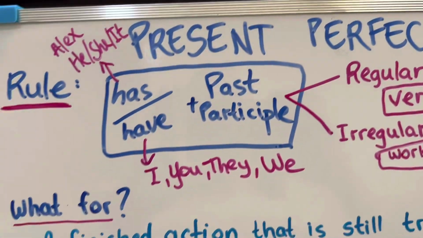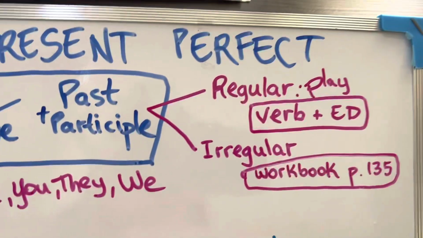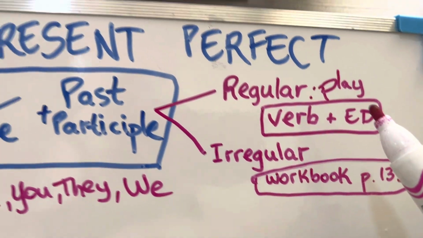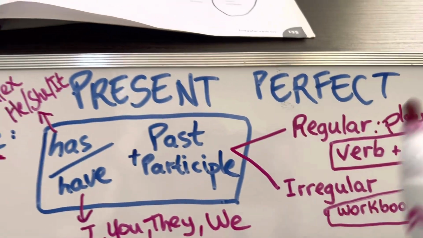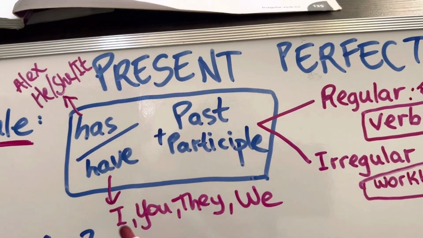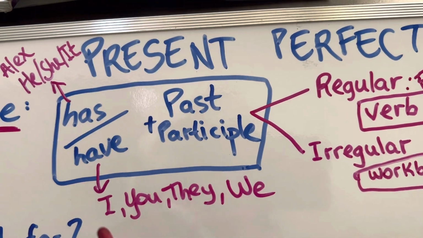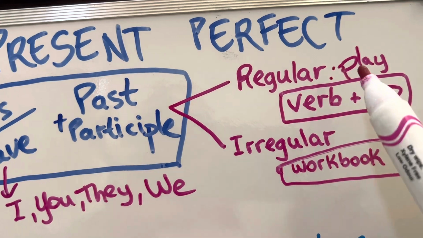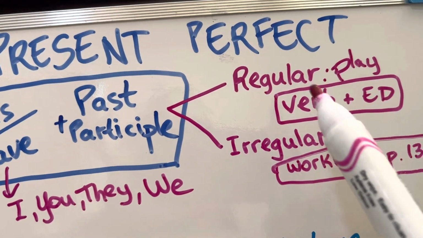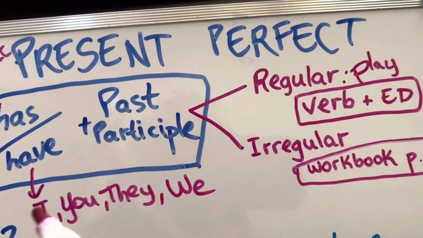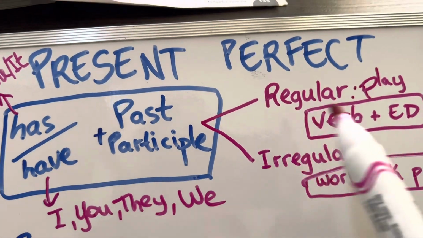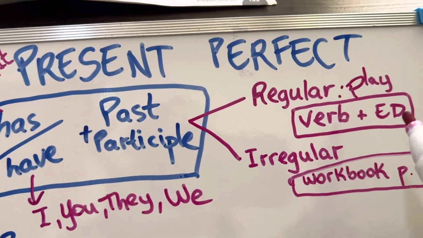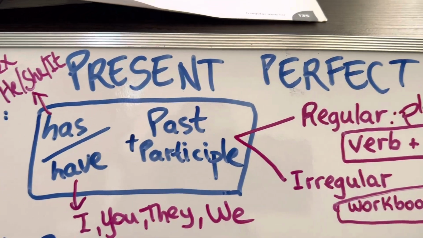Okay? So, for example, let's say we have the verb play. If we want to change it to present perfect, what do we need? Let's use I. We will say I have. And then what is the past participle of play? We said play is regular, so we put ed. I have played. Okay, and that is the present perfect.